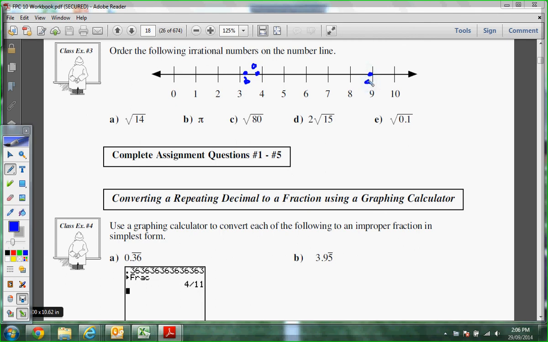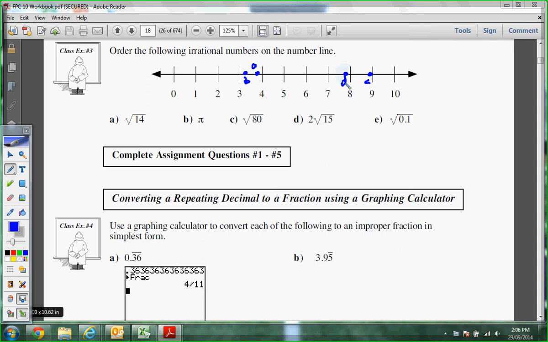Okay, root 15 is really close to, I talked about 16, right? Square root of 16 is 4, and then times that by 2. So it's almost going to be 8. This is almost a 4, so we're timesing almost a 4 by 2, so it's going to be almost an 8. So I'm going to put it right here.